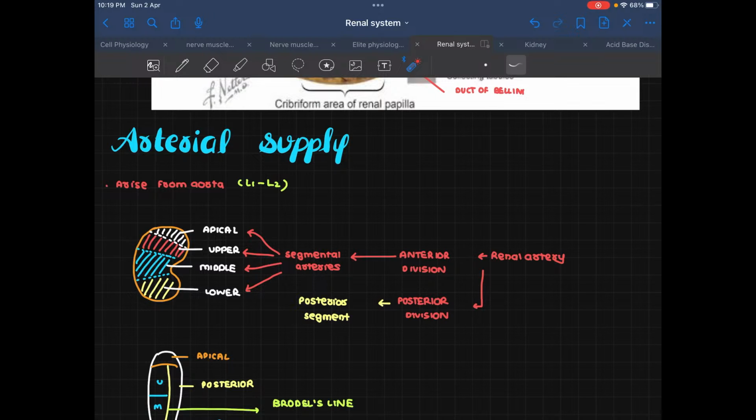At the junction of these lines, we have Brodel's line, which is very important surgically because it is an avascular plane along which we perform nephrectomy. So this is Brodel's line between the anterior division and the posterior division of the renal arteries, right?